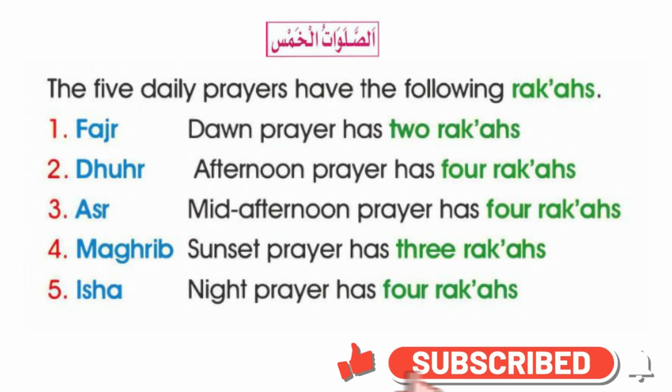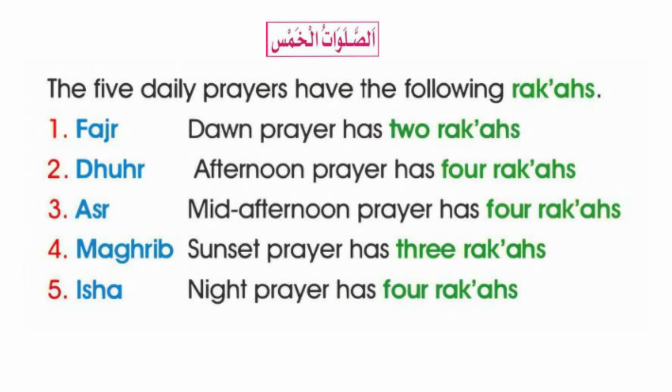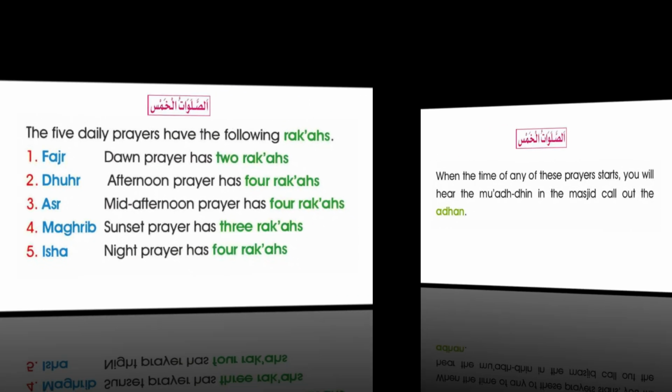Number 1, Fajr. Fajr is the dawn prayer, and it has 2 fard rakahs. Number 2, Dhuhr prayer. Afternoon prayer, it has 4 fard rakahs. Number 3 is Asr prayer, mid-afternoon prayer, and it has 4 fard rakahs. Number 4 is Maghrib, sunset prayer, and it has 3 fard rakahs. And number 5 is Isha, it is night prayer, and it has 4 fard rakahs.